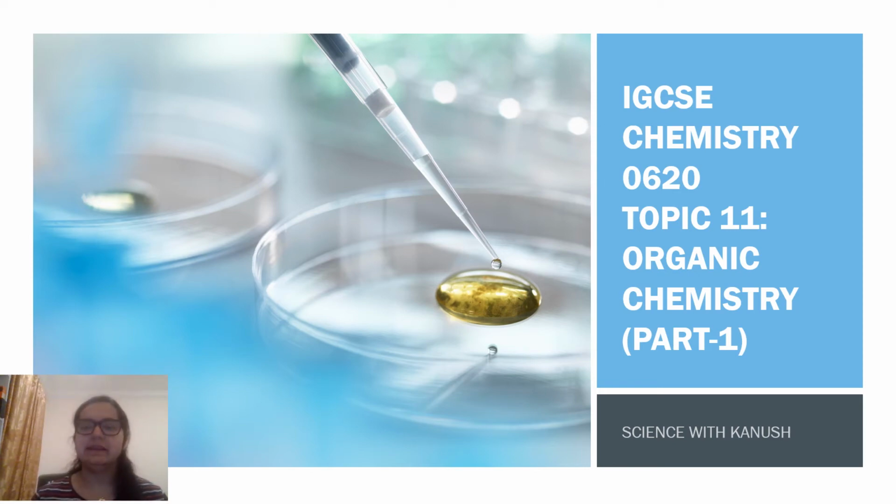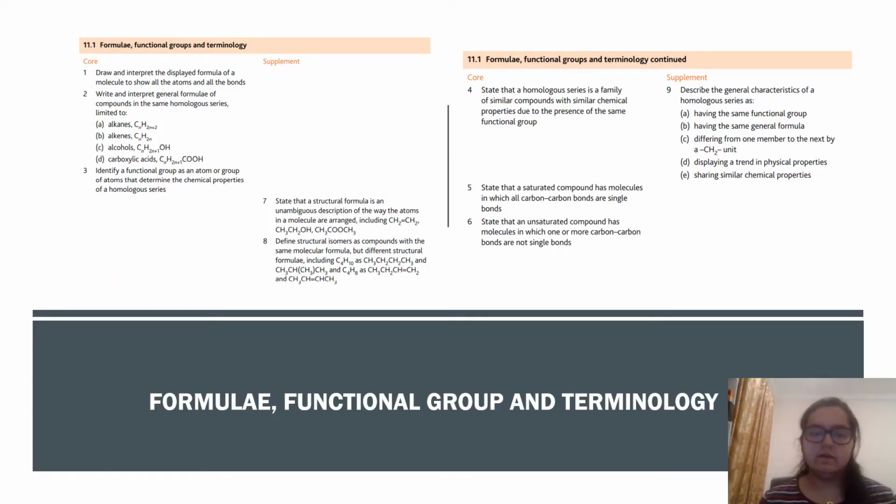Today I'll be explaining IGCSE Chemistry 0620 Topic 11 Organic Chemistry Part 1. So let's start. Formally, functional group and terminology. In this part 11.1 we learn about the different terms and definitions, the general formulae, and also about the general characteristics of homologous series. So let's start with the definitions first.